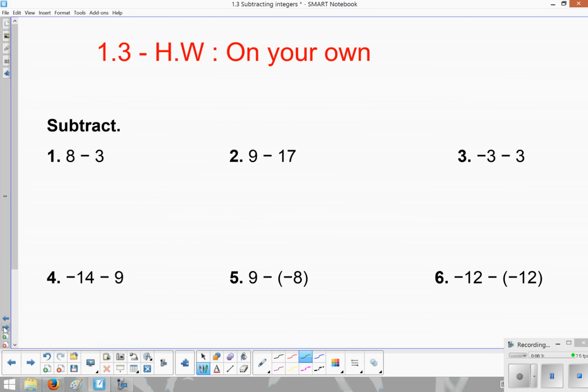All right. Now, for the on your own, don't forget, we always do the on your own on a separate sheet of paper. So if you can please take out a sheet of paper to do the on your own, it's your homework for tonight. There's going to be about 13 problems, so these are the first 6. Go ahead and pause the video. Take as much time as you need to do this, and then when you're ready, press play to move on to the next part.